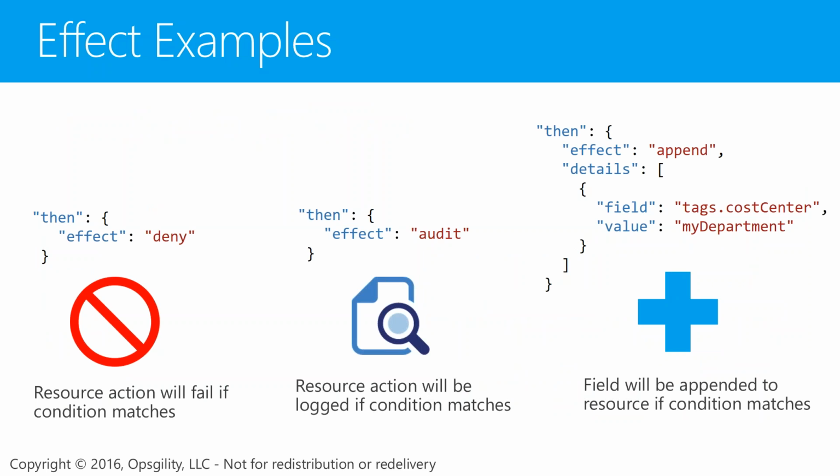The first one to the left is denying a creation. And the one in the middle, interestingly, is going to generate an audit if the condition is met. And finally, to the right, we're using an append operation where we're appending a tag at creation for resources.